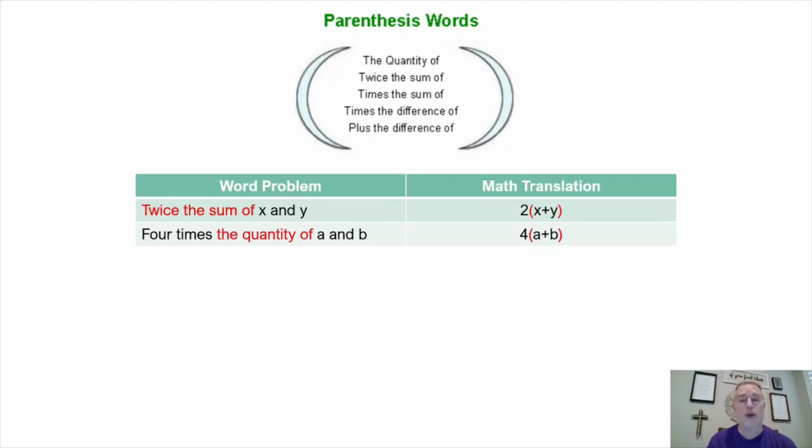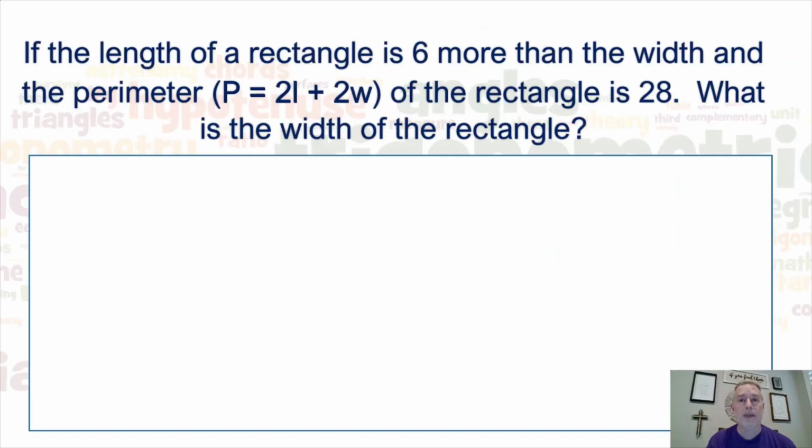4 times the quantity of A and B. 4 times the quantity, oh, that's parentheses, of A and B. So we have A plus B, put that in parentheses, and we multiply it by a 4 on the outside. So parentheses words, usually it's a big combination. Quantity of, sum of, those are the key ones that we're normally going to see. Okay? Let's look at a couple of examples.